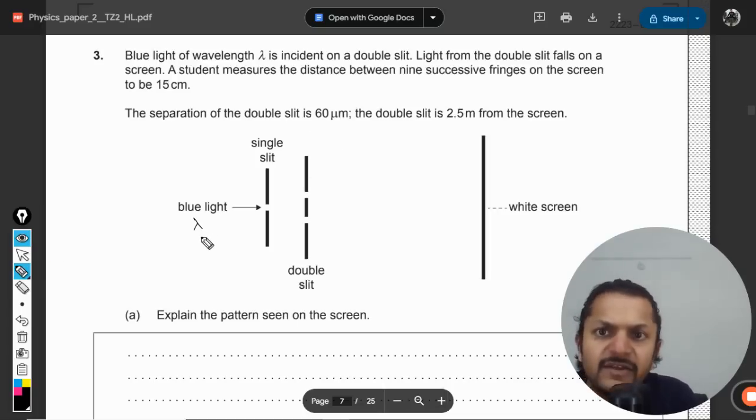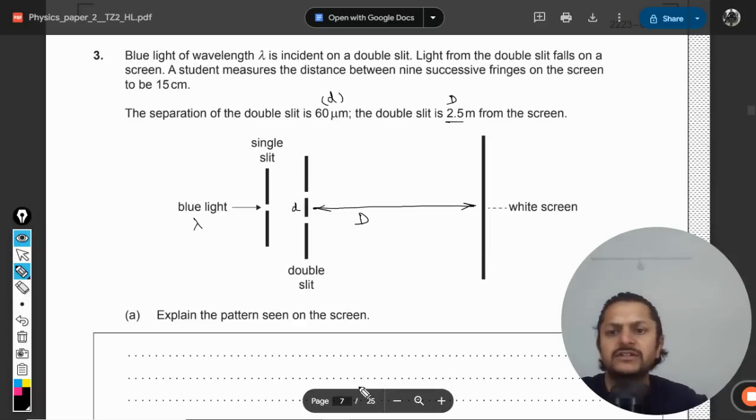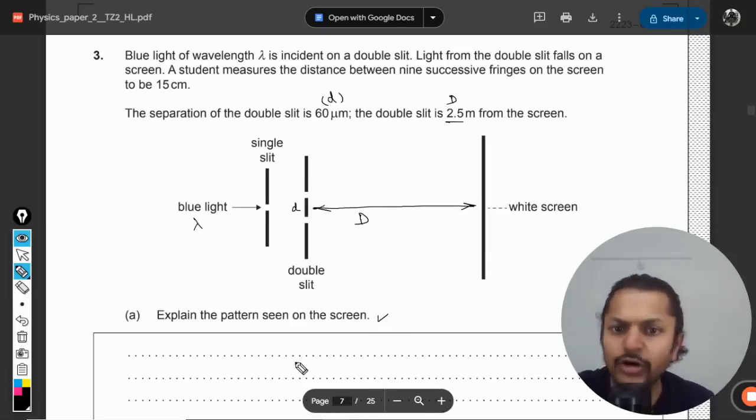Okay, so this is the wavelength lambda. The separation between the double slit is this, so this is small d, okay, like this. The double slit is 2.5 meters away from the screen. So this distance is also given, which is capital D, and capital D is given as 2.5 meters. Explain the pattern seen on the screen.